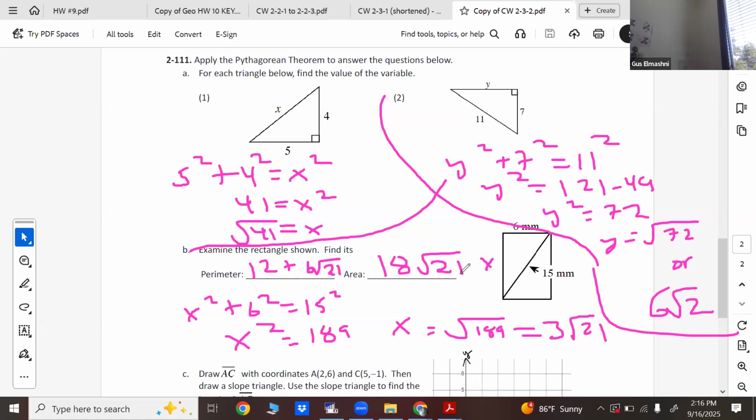Do it individually. Oh, may I go to the bathroom? Oh, sure, go.